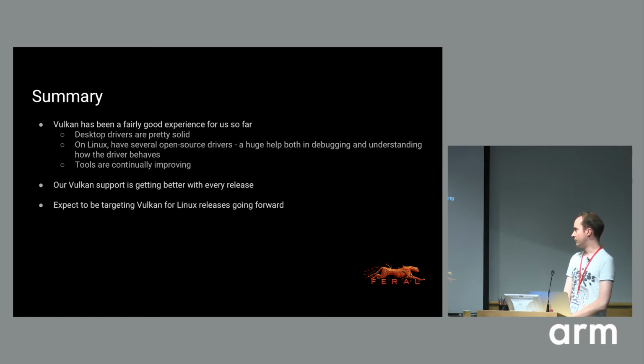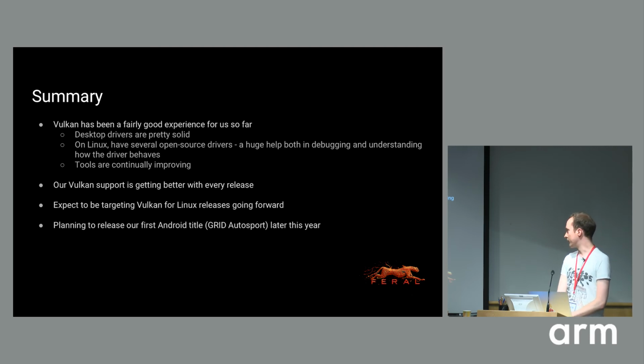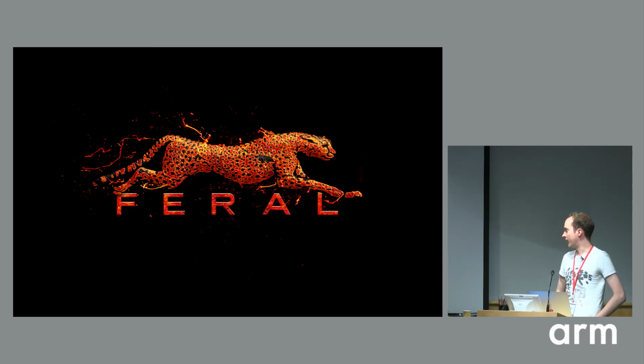We've shipped 2 Vulkan-only releases on Linux so far, and for the most part, we expect to be targeting Vulkan for Linux releases going forward as well. And then finally, we're planning to release our first Android title, Grid Autosport, later this year, and that's going to be targeting Vulkan as well. So that's all I have. Does anybody have any questions?